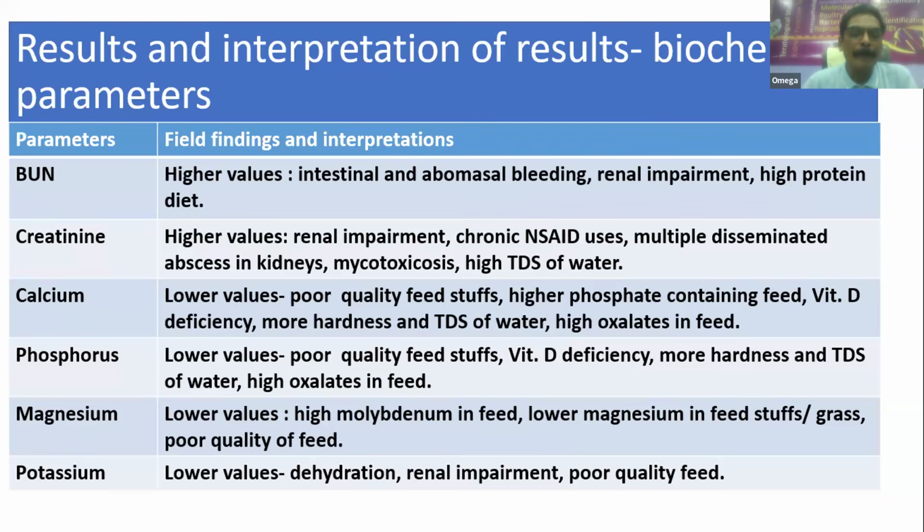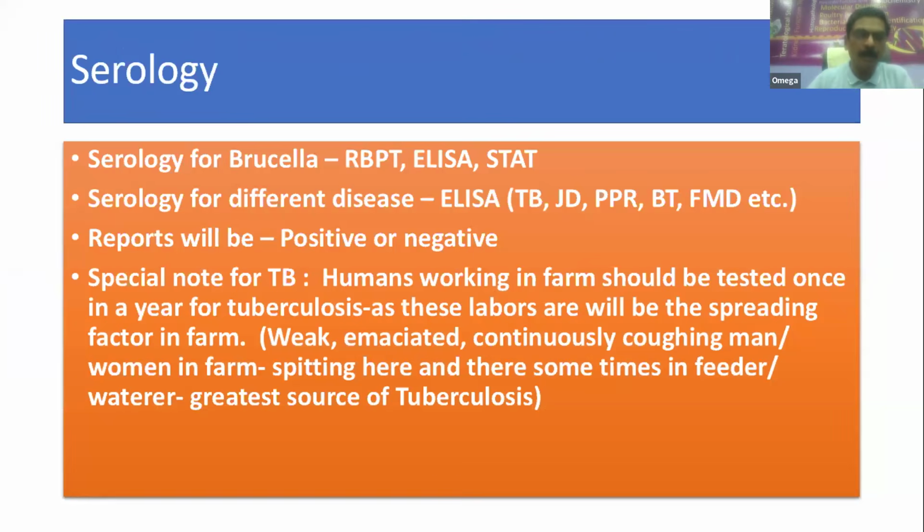Then potassium, lower values maybe because of dehydration, renal impairment, and poor quality feed. So these are the interpretation of the serological examinations or the serum biochemistry. Then serology for brucella, we can go for the RBPT, ELISA, stat.